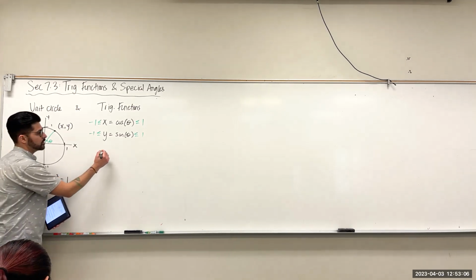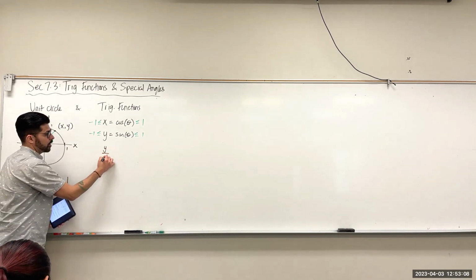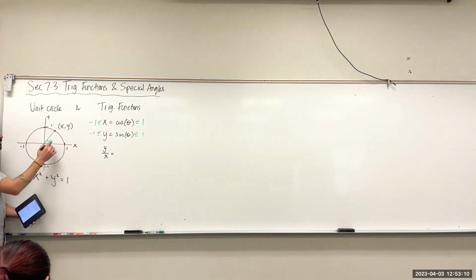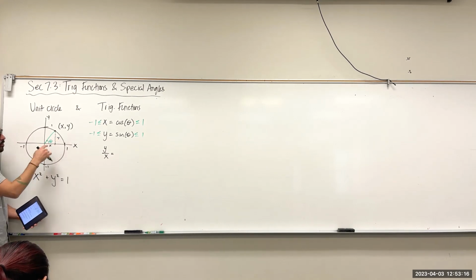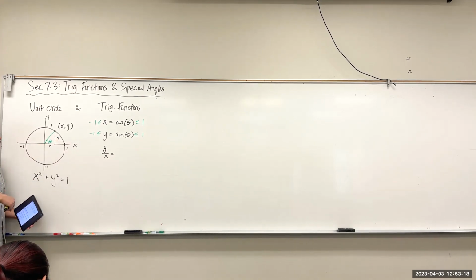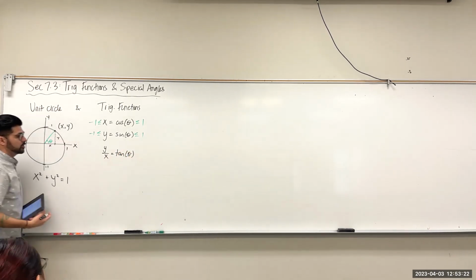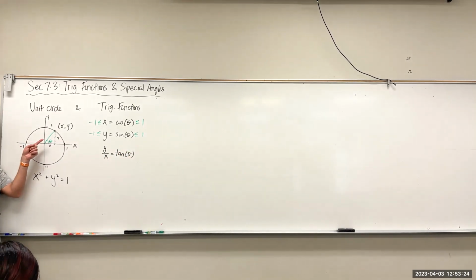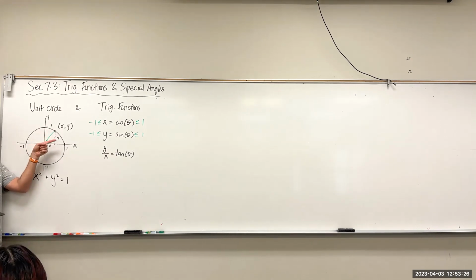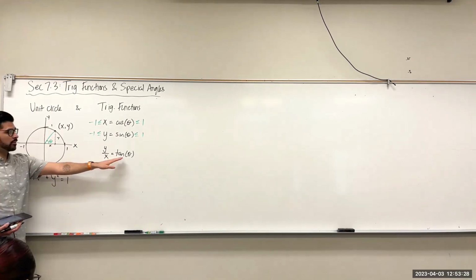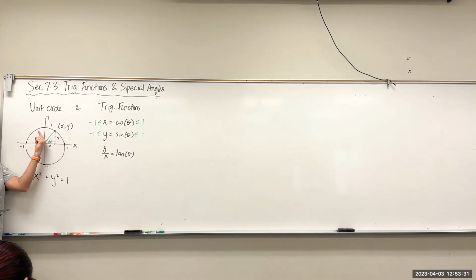Maybe let's write down tangent. Y over x. This distance here is x. This distance here is y. So the interpretation that I was telling you about tangent was you can think of it as the slope of the radius. The slope of the radius. And when you do tangent of an angle, it's giving you the slope of the radius depending where it's located.